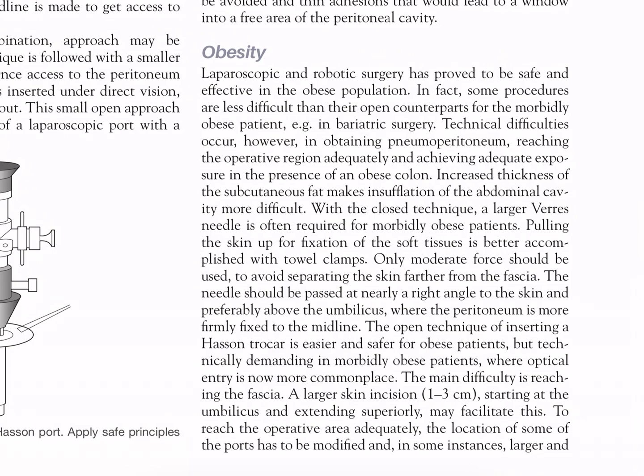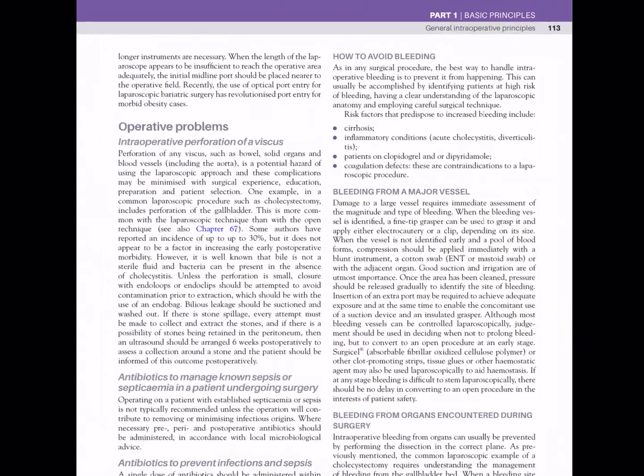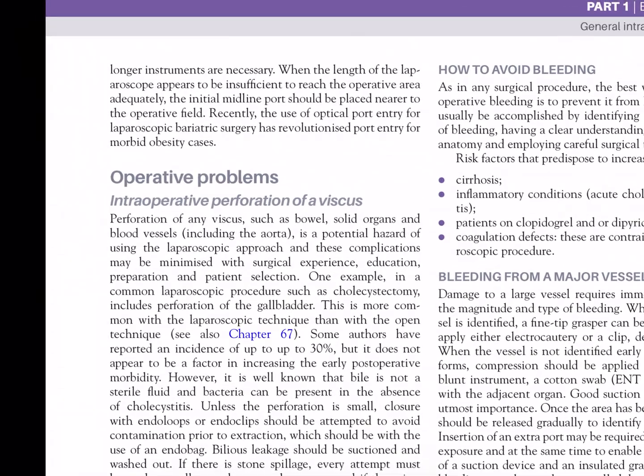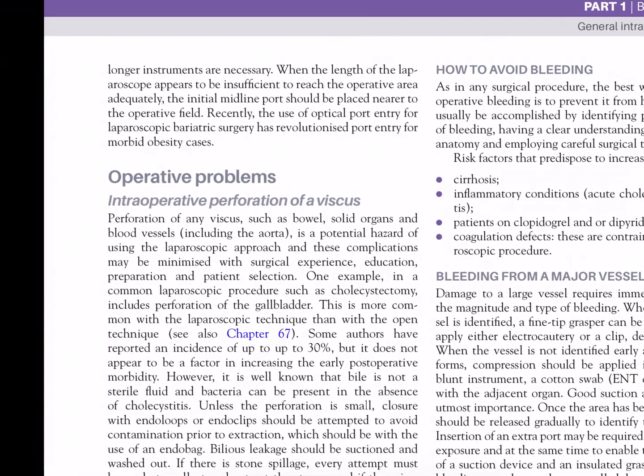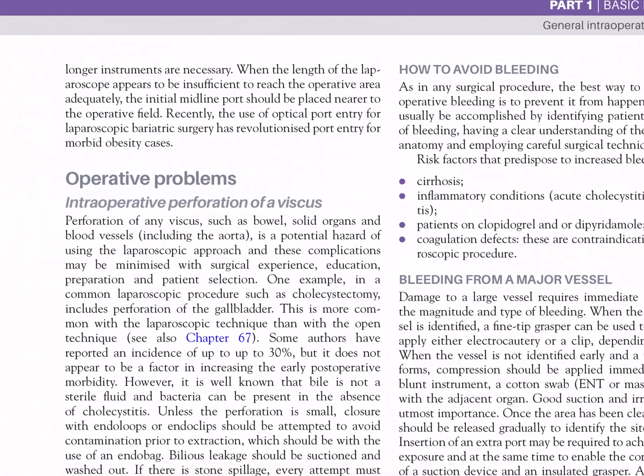To reach the operative area adequately, the location of some of the ports has to be modified, and in some instances, larger and longer instruments are necessary. When the length of the laparoscope appears to be insufficient to reach the operative area adequately, the initial midline port should be placed nearer to the operative field. Recently, the use of optical port entry for laparoscopic bariatric surgery has revolutionized port entry for morbid obesity cases.